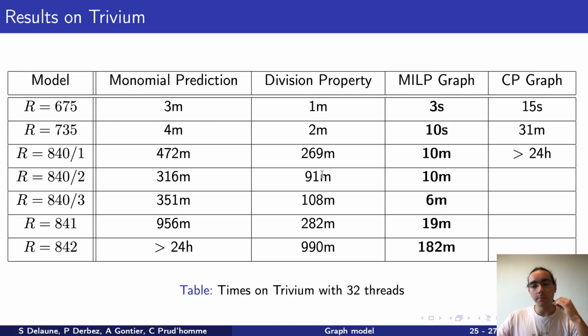In the end, as a result, we first see that the CP model does not scale well because Trivium does not have a really highly combinatorial structure. In fact, there is only one doubling transition, one multiplication. But we see that the MILP model performs very well and is consistently faster than all the previous methods with fewer solutions, as I said earlier.